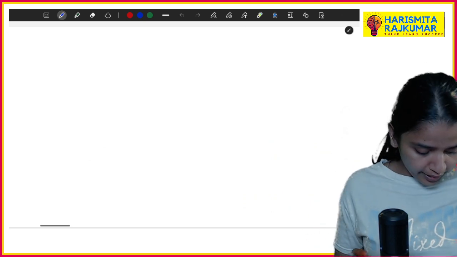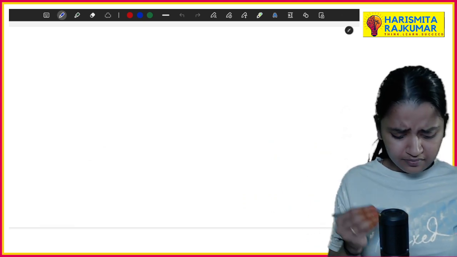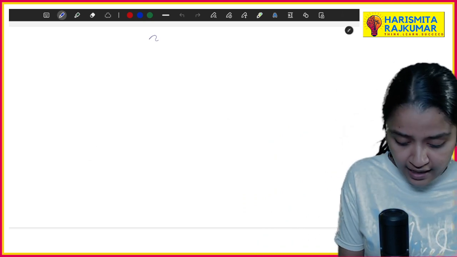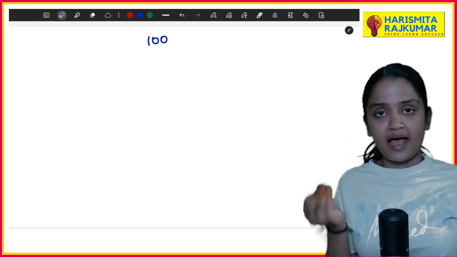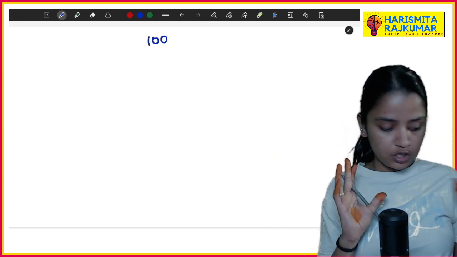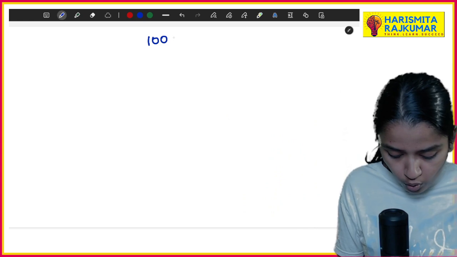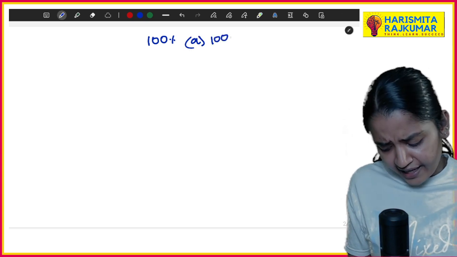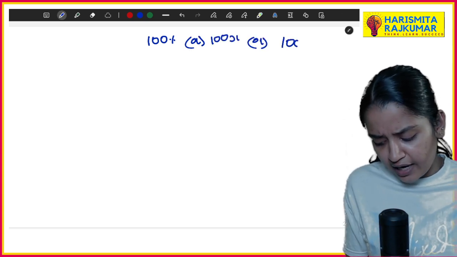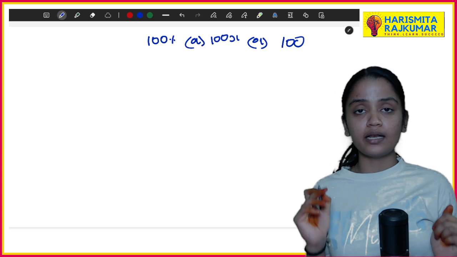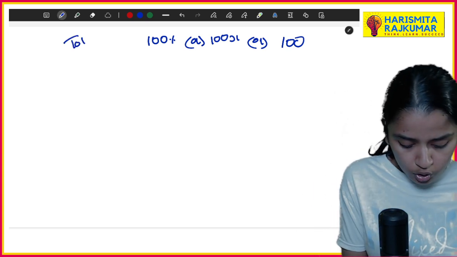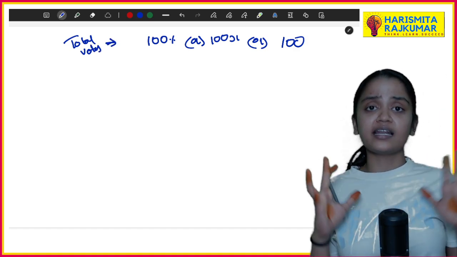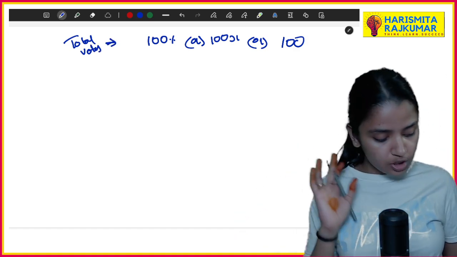Percentage. So before going to percentage, let me tell you, as I already told you, in salary you have to take 100 as your total. Here you take 100 as your total number of votes. So the total number of votes is nothing but 100% or 100x or just 100. This is your total votes. We have to assume the total votes as either 100x, 100% or 100.